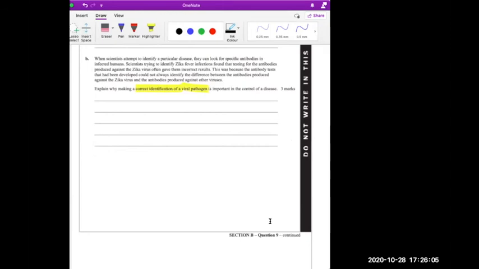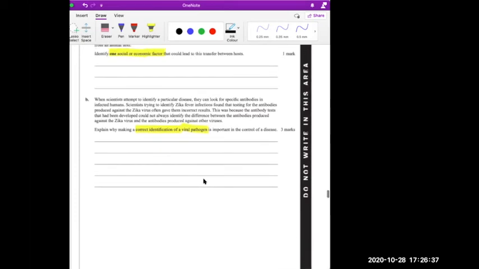When scientists attempt to identify a particular disease, they look for specific antibodies in infected humans. Scientists trying to identify Zika virus infections found that the testing for the antibodies produced against the Zika virus often gave them incorrect results. This was because the antibody tests that had been developed could not always identify the difference between the antibodies produced against the Zika virus and antibodies produced against other viruses. So explain why making a correct identification of a viral pathogen is important in control of the disease.